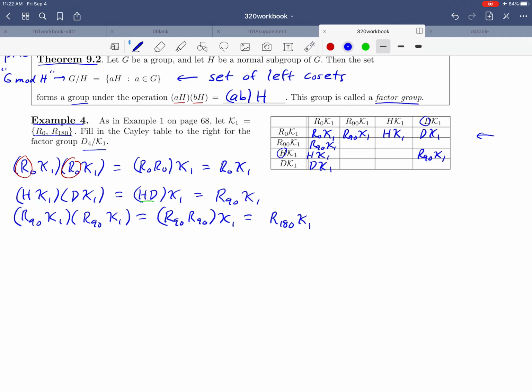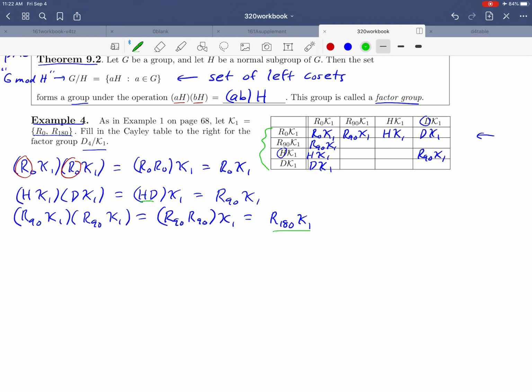Okay, but now we run into a little bit of an issue here. R180 times K1, notice that that's not on our list of cosets here. We've got 4 cosets in our table, and that doesn't appear to match any of them. But remember, there are multiple ways to represent cosets. So this R180 times K1 has got to be equal to one of those 4 cosets in our chart. The question is which one?